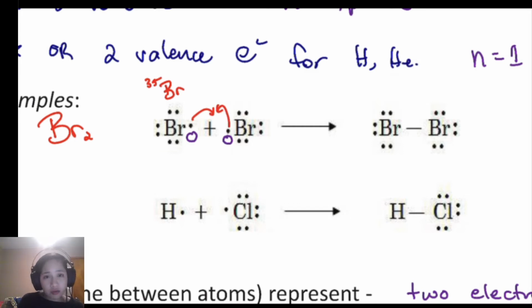We're not going to transfer an electron, because if we transferred an electron, then we would leave this bromine with six electrons and the other bromine with eight electrons. We don't want to do that because we'd only be fulfilling the octet of one of the bromines.